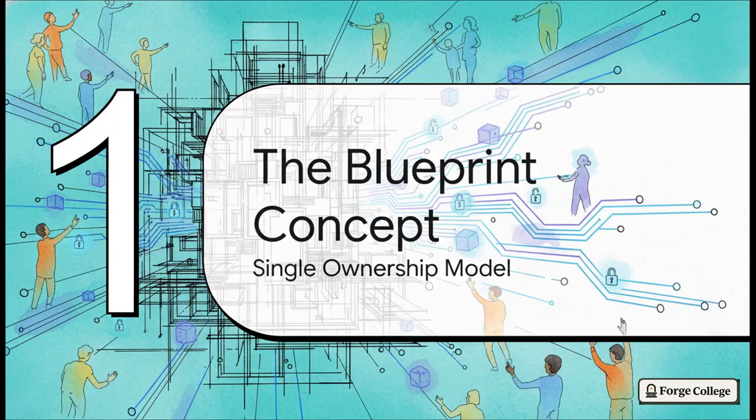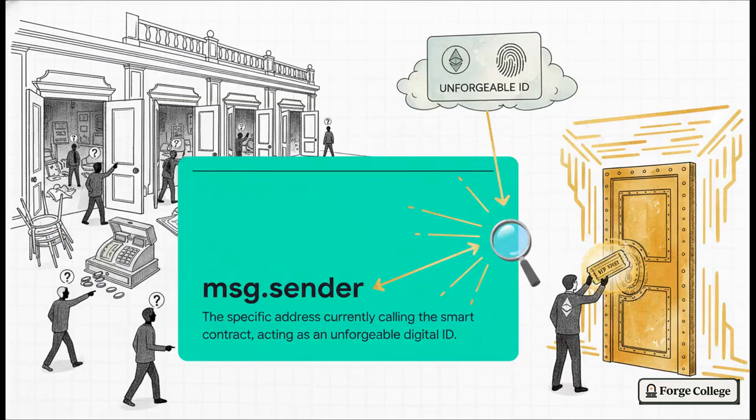Section 1. The blueprint concept. By default, a smart contract on a public blockchain is radically open. Literally, anyone can interact with it. And a contract without an owner is basically like a building with no doors and no locks. Anyone can just wander in, rearrange the furniture, or, worst case scenario, completely empty the cash register. So we absolutely need a single owner model to enforce exclusive permissions.